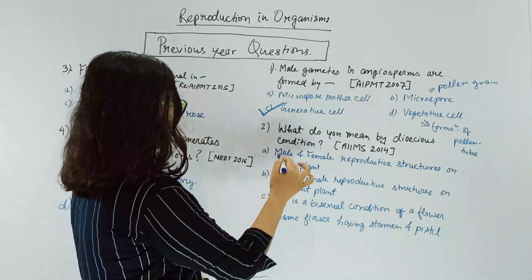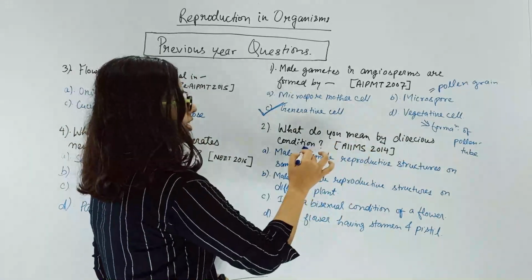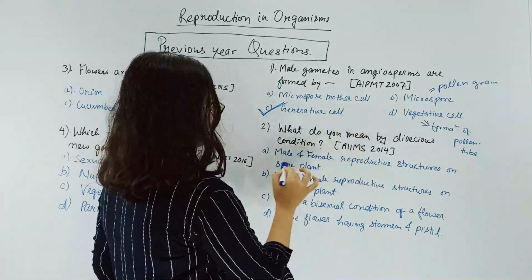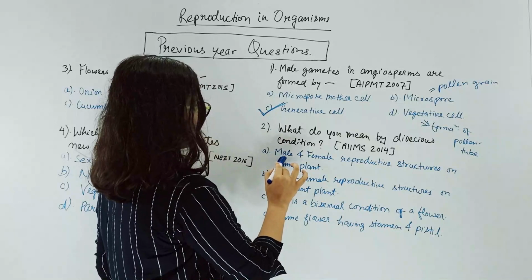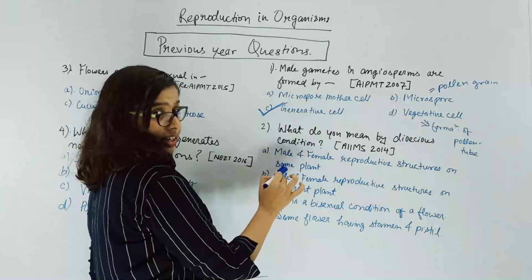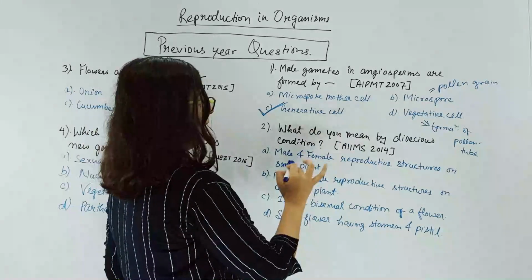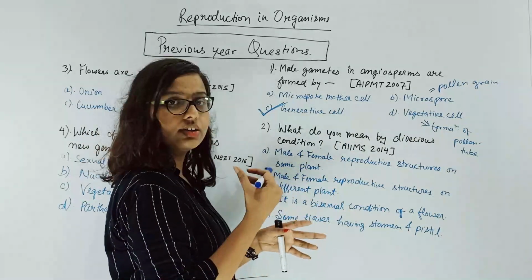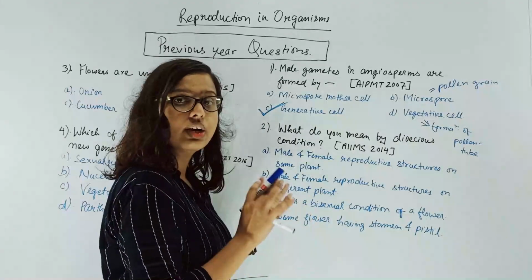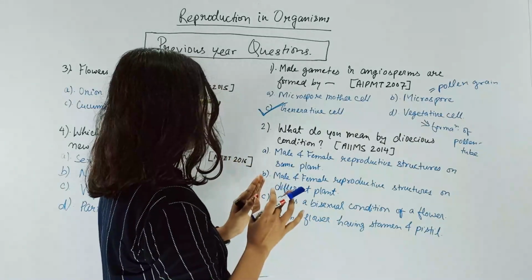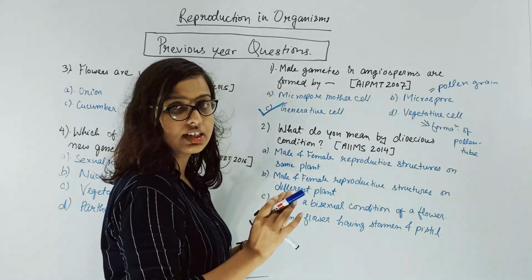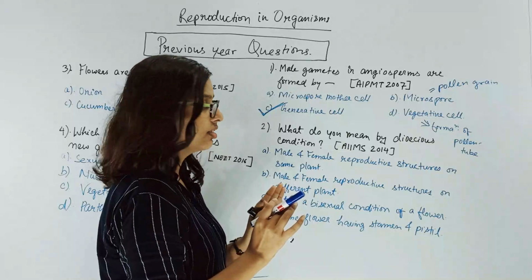Let us read out the options. What do we mean by a dioecious condition? Option 1 is male and female reproductive structures on the same plant. Is it dioecious condition? No, it's not. If they are on the same plant, then that is monoecious condition, not dioecious.